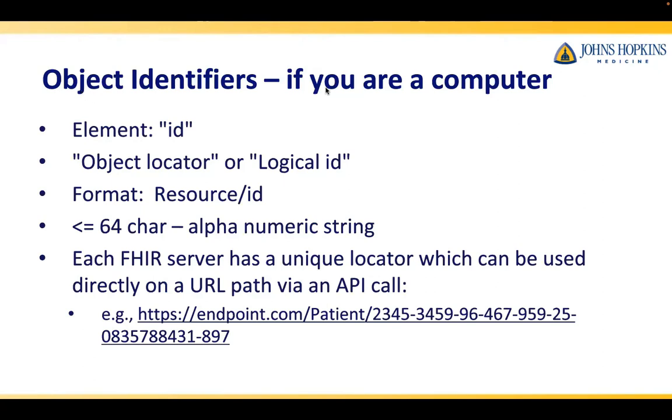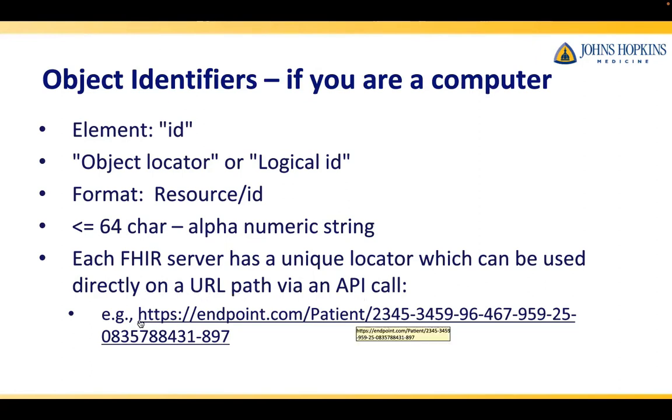So object or instance identifiers, if you're a computer. Now the element name we're looking at is no longer identifier, now it's just ID. You'll also hear this ID called an object locator or a logical ID. You'll also see the format often written as the name of the resource followed by an ID, especially if the ID is not globally unique. An ID is less than or equal to 64 characters and it's an alphanumeric string. Each FHIR server has a unique locator which can be used directly, and so you can access a particular instance via the URL path on an API call.